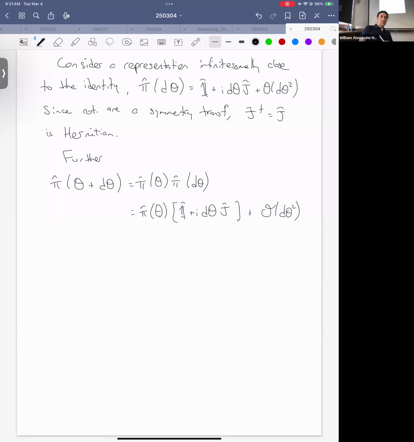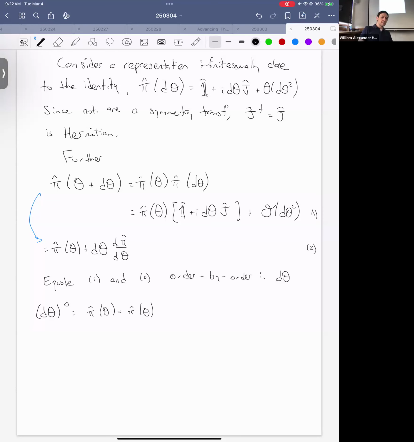But we also have on the left-hand side, because we're on a Lie group and we have calculus, we can take the Taylor expansion of the left-hand side. So this left-hand side is equal to pi hat theta plus d theta d pi hat d theta. Let's call this equation 1 and equation 2. Equate 1 and 2 order by order in d theta. For d theta to the 0, we have pi hat theta equals pi hat theta. Doesn't tell us anything interesting. Order d theta to the 1, now we have something interesting. Now we have i J hat.